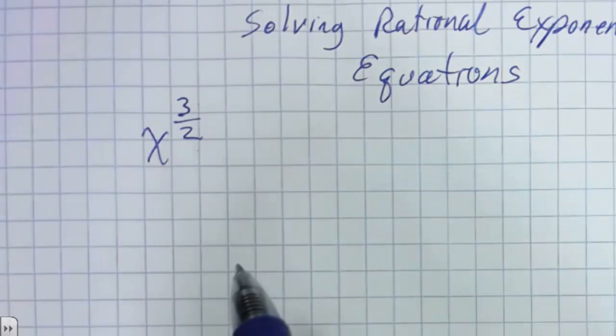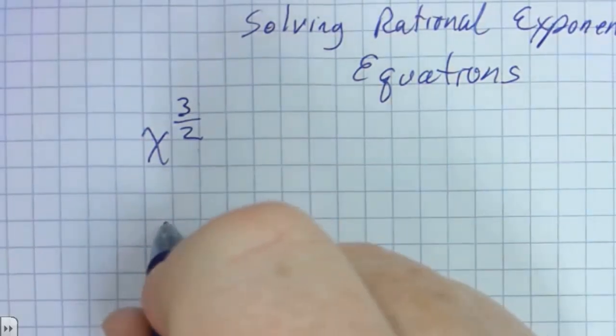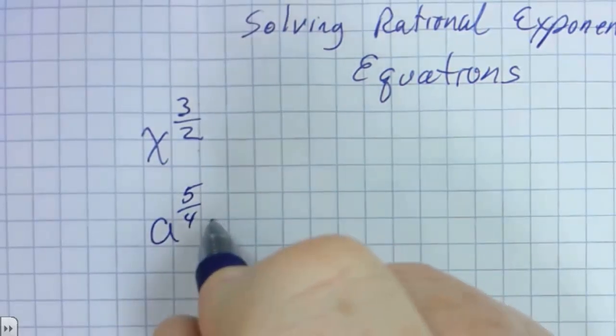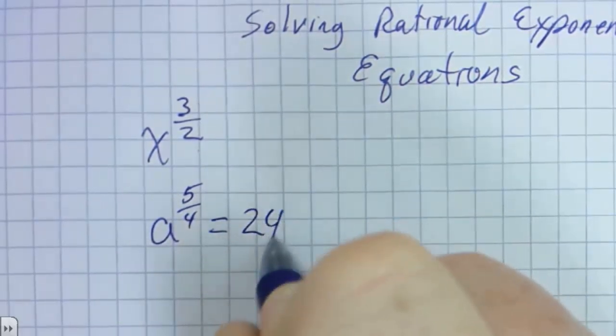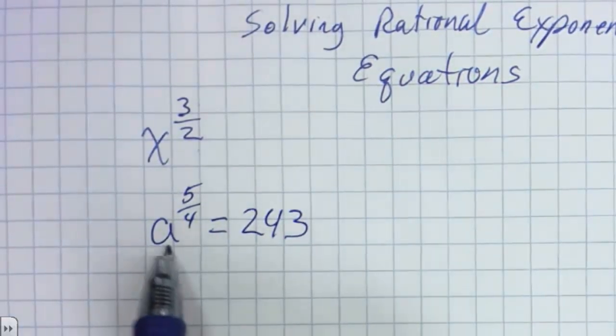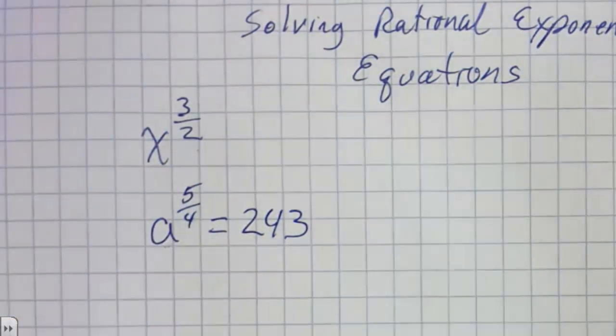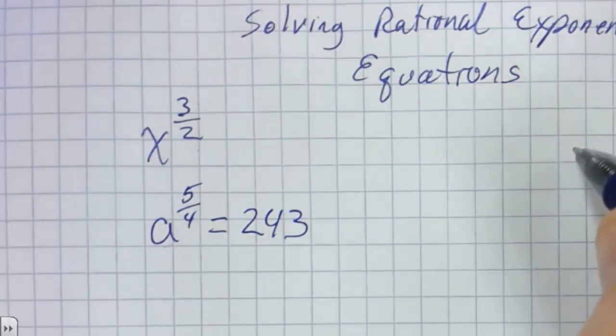And some of the equations we're going to solve will look something like this. Let's say I have a to the 5/4 power, and it's equal to 243. We want to find the value of a that, when raised to the 5/4 power, gives you 243. In order to do this, though, you have to remember back to some of your rules of exponents.